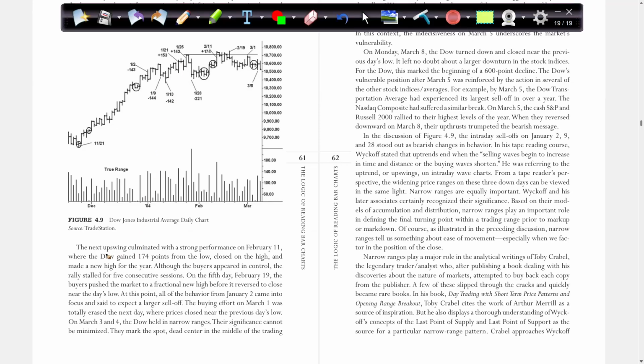The next upswing culminated with a strong performance on February 11, where the Dow gained 174 points from the low, closed on the high, and made a new high for the year.